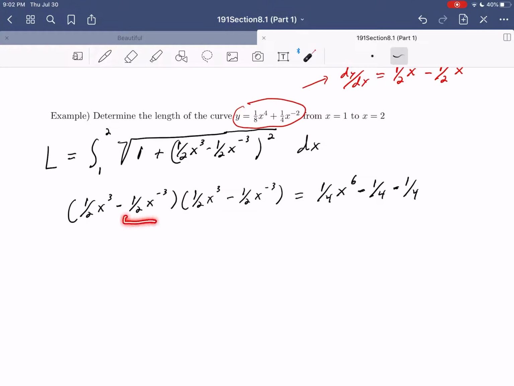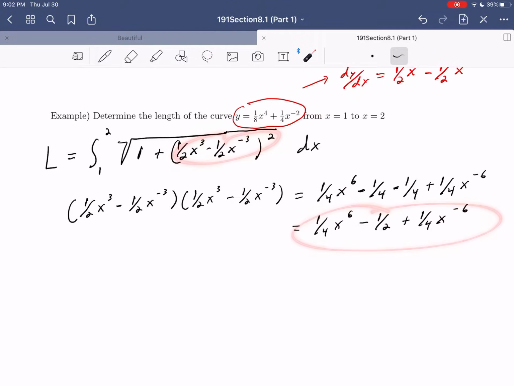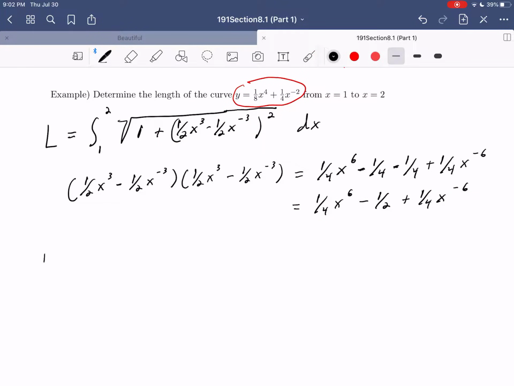And then the last, this and this, looks like we should get plus 1/4 x to the minus 6. If we simplify that, we get 1/4 x to the 6 minus 1/2 plus 1/4 x to the minus 6. So we can replace this with this. Doesn't look a lot better, but let's see what happens.